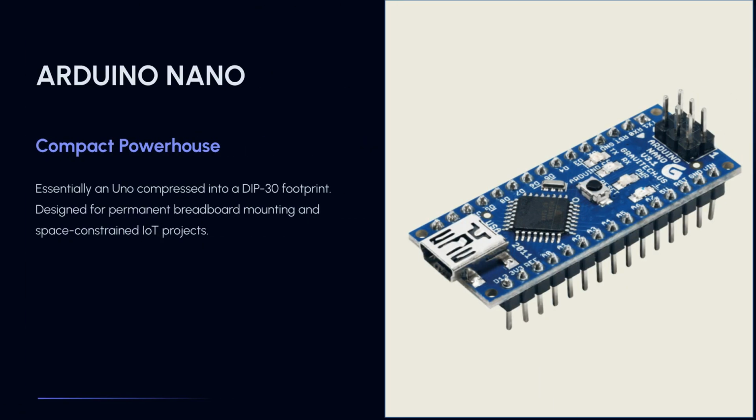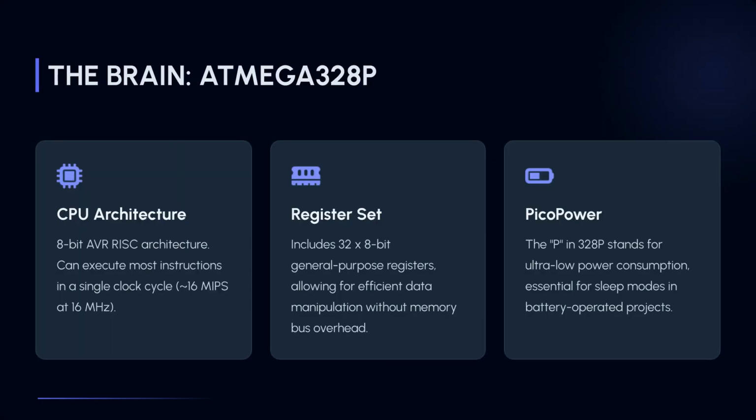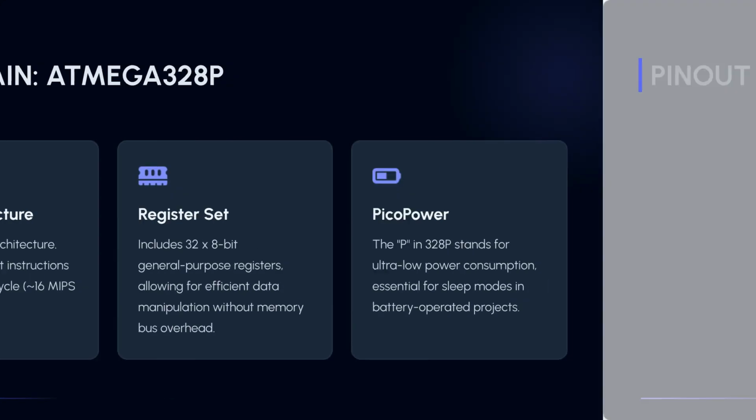The Arduino Nano is a compact powerhouse, a smaller version of the Uno designed for space-constrained projects. Critical advantages include more analog inputs and a significantly smaller footprint. The brain of many Arduino boards is the ATmega328P. It features an 8-bit AVR RISC CPU architecture, an efficient register set, and picoPower technology for ultra-low power consumption.